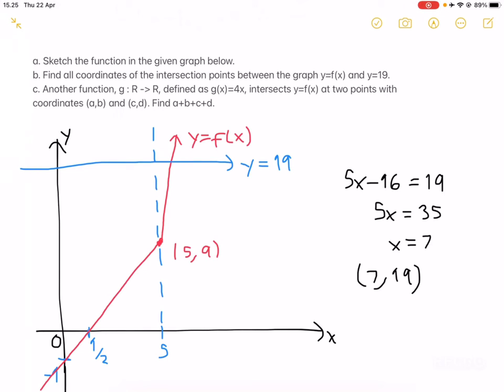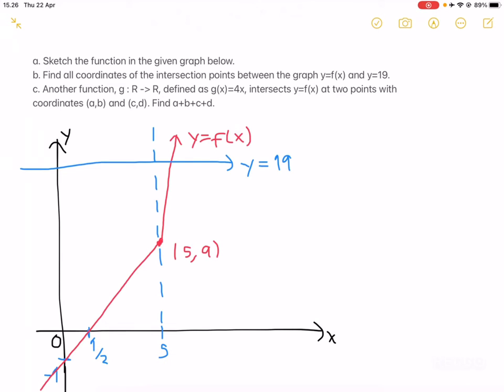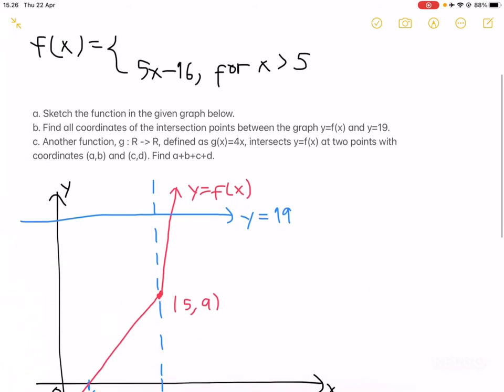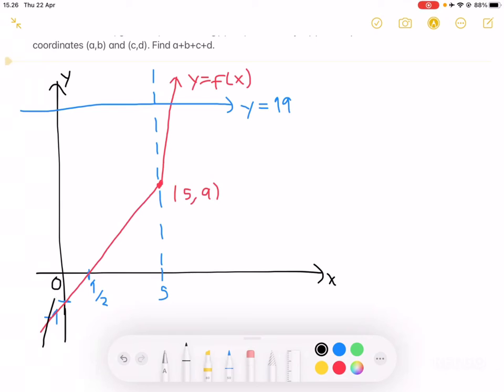Now for part C, we're given another function g, defined on the real numbers just like f, defined as g of x equals 4x. It intersects y equals f of x at 2 points with coordinates (a, b) and (c, d). Find a plus b plus c plus d. Alright, so let's just try to sketch what the graph of y equals 4x looks like. So it will look a little bit like this.